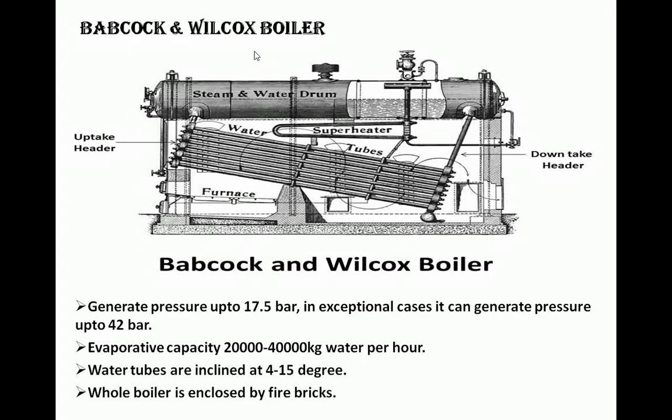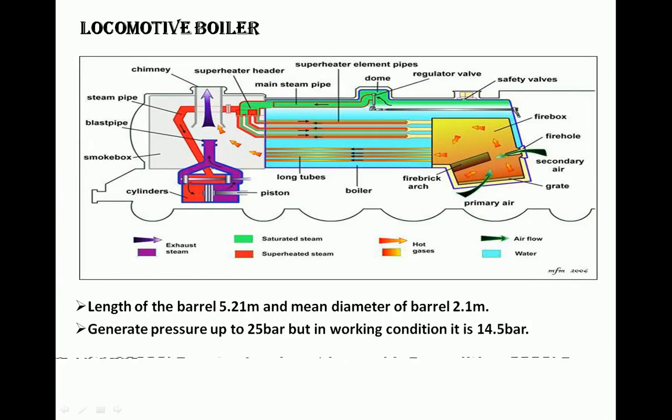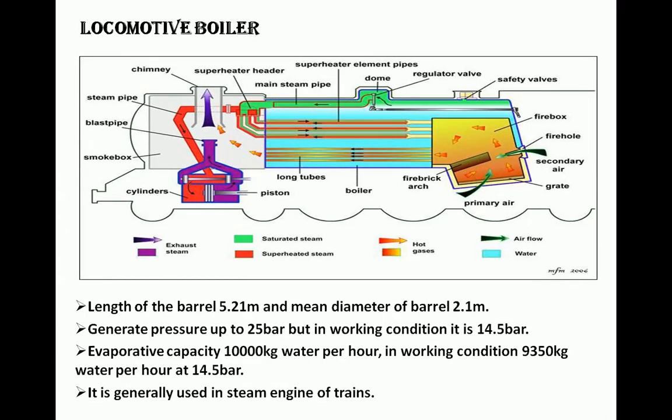Let's study the next boiler, locomotive boiler. It is a barrel-shaped boiler of length 5.21 meters and diameter 2.1 meters. It can generate pressure up to 25 bar, but in working conditions it generates pressure up to 14.5 bar. Its evaporative capacity is 10,000 kilograms water per hour. In working condition 9350 kilograms water per hour at 14.5 bar. It is generally used in steam engines of trains.